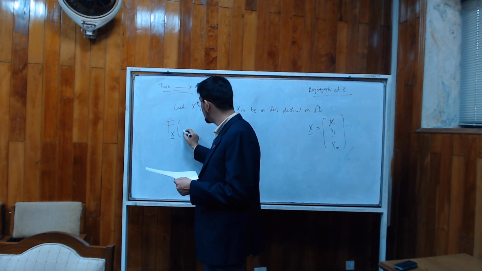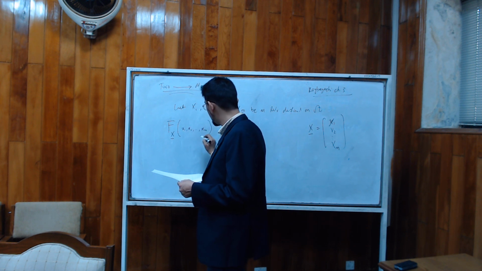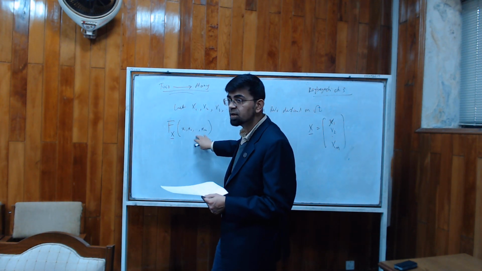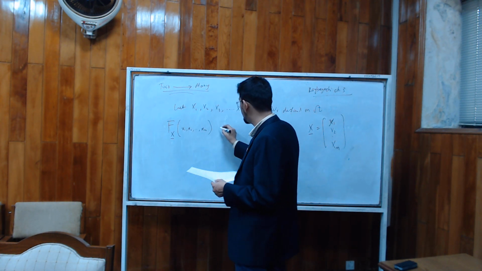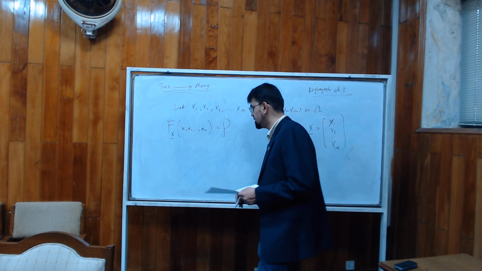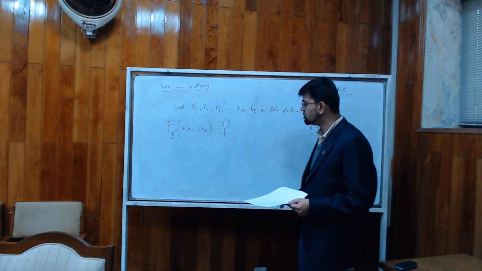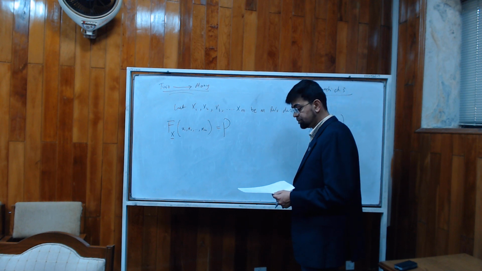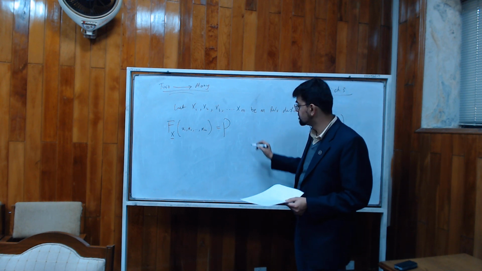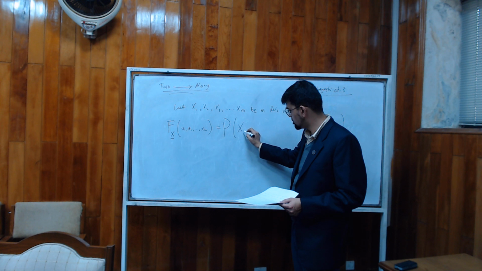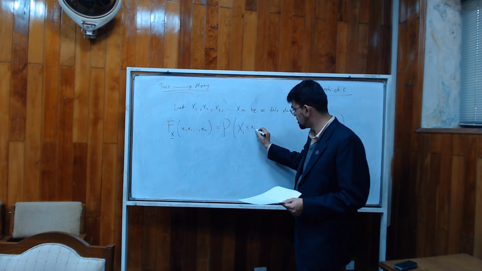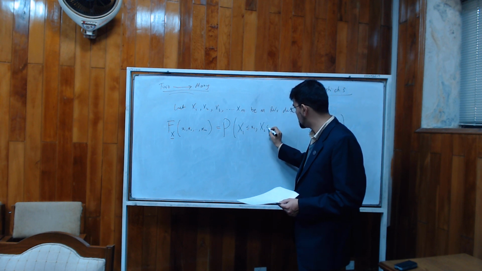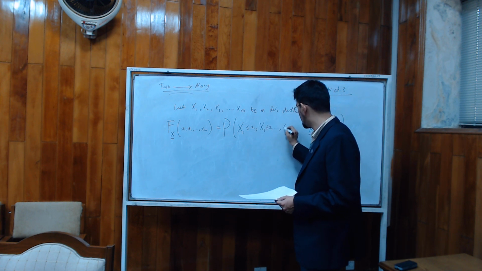But here x1, x2. Notice these are capital, these are small. So can anybody help me write in terms of probability? Probability that x1 is less than or equal to small x1, x2 is less than or equal to small x2, up to xm is less than or equal to small xm.